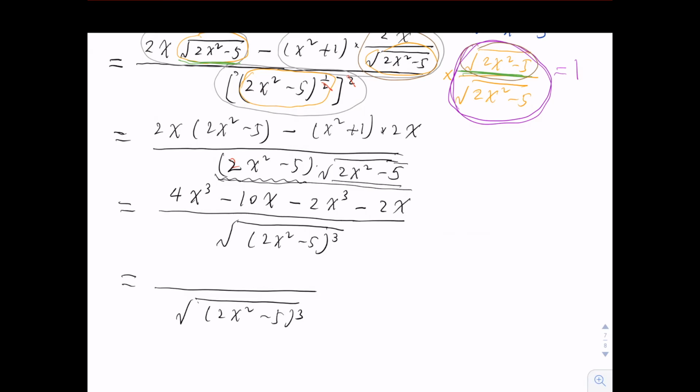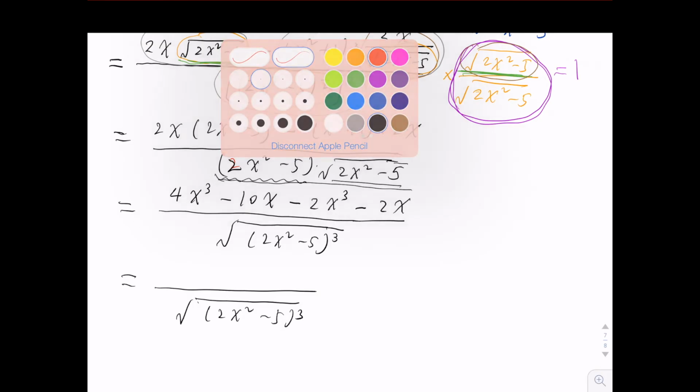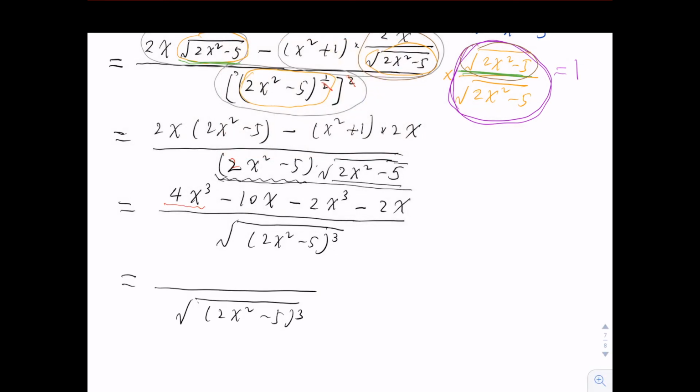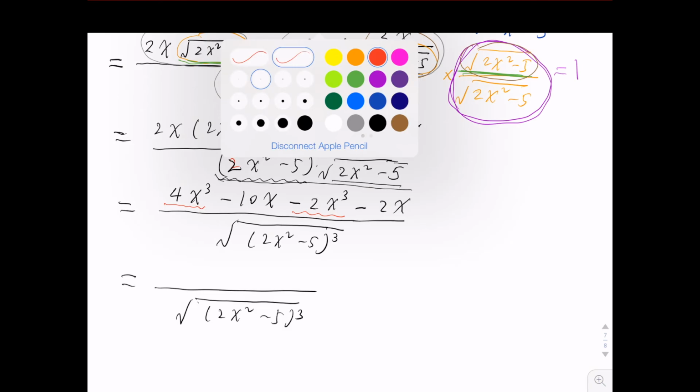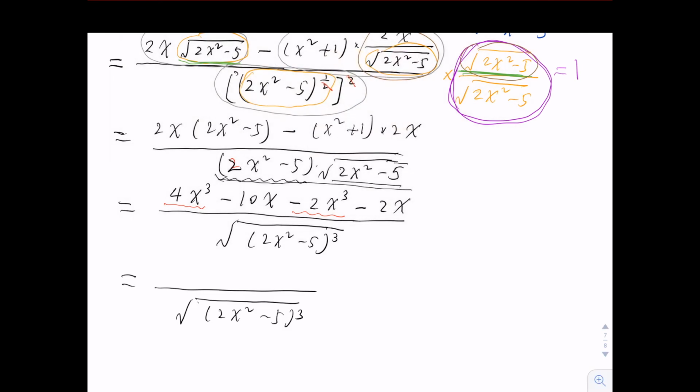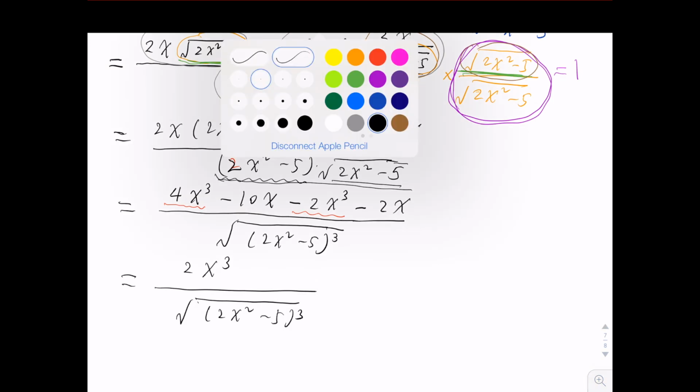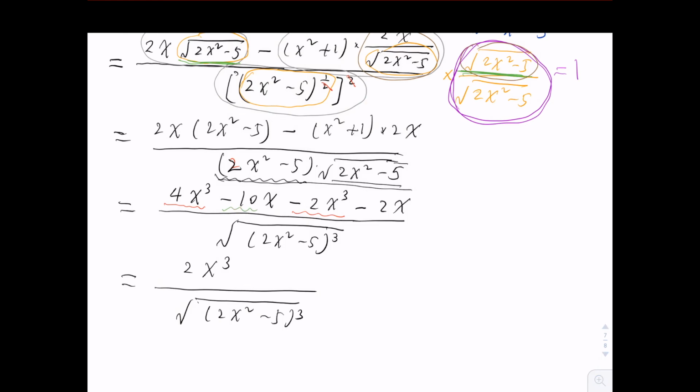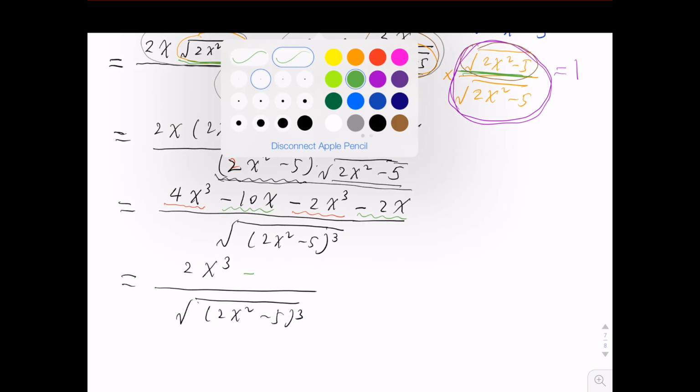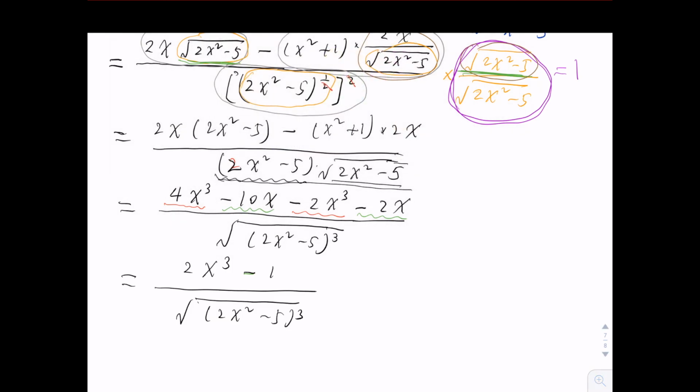That will be nice and neat as a final answer. So, on the numerator, let's just make it clear: 4x cubed and a negative 2x cubed, like terms, give me 2x cubed. And then the other ones, negative 10x and negative 2x, give me negative 12x. That's it. Pretty nice as a final answer after this big quotient rule. We're done.